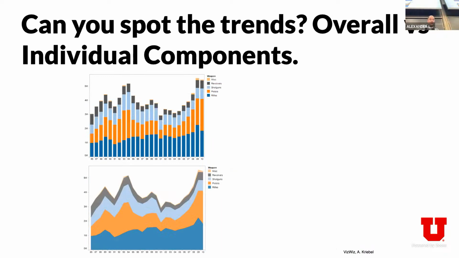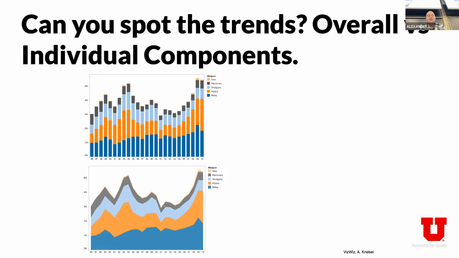So here is a different example. Here we show this as stacked bar charts versus stacked area charts. What we are showing here is sales of weapons: miscellaneous revolvers in gray, shotguns in light blue, pistols in orange, and rifles in blue. This is data from 86 to 2010. And what we clearly see here is that around 2010, sales of weapons generally peaked.